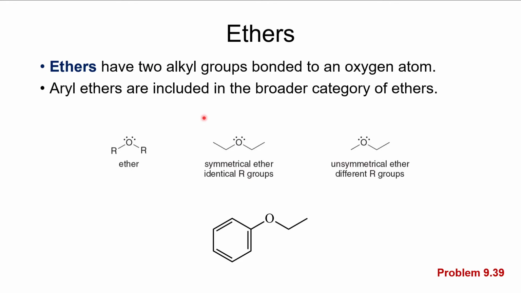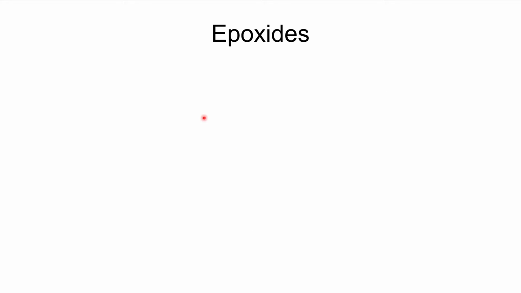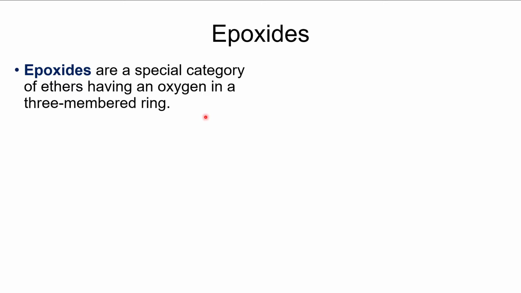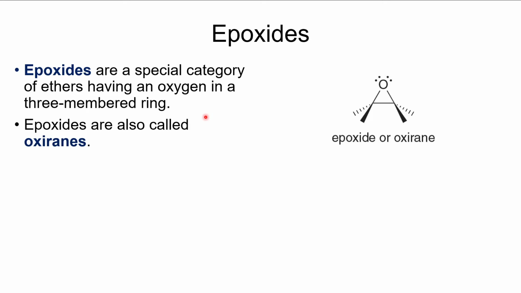Our third category of compounds in this chapter is epoxides. And epoxides, they're a special category of ether because they have an oxygen that is in a 3-membered ring. So oxygen in a 3-membered ring. Epoxides are called oxiranes. That is sort of their official nomenclature. So you can call this an epoxide or you can call it an oxirane.